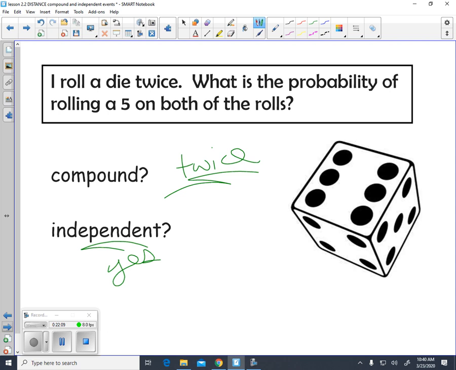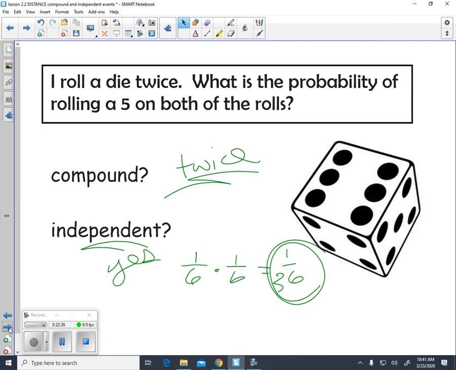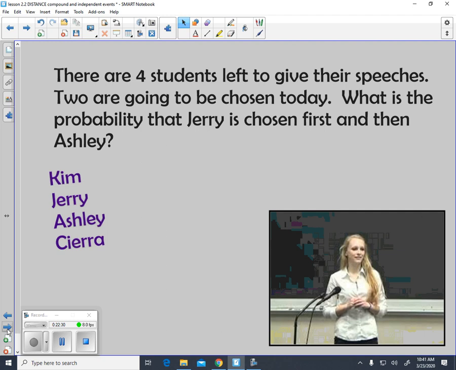Let's actually do the calculation. What's the probability of rolling a 5 on the first roll? Okay, you've got a 1 out of 6 chance. How about on the second roll? What's the probability of rolling a 5? Well, that's also 1 out of 6. So you've got a 1 out of 36 chance, about a 3% chance of rolling two 5s in a row.